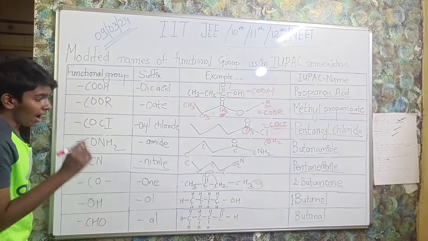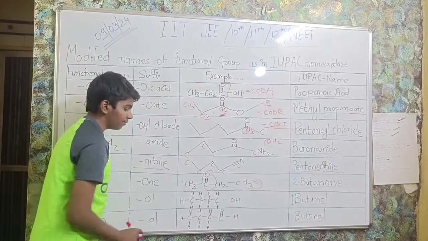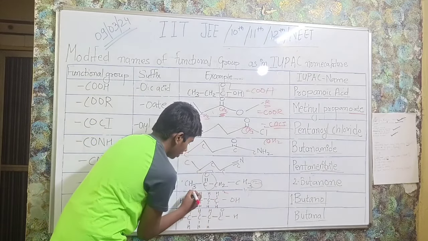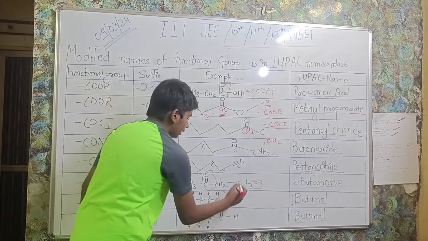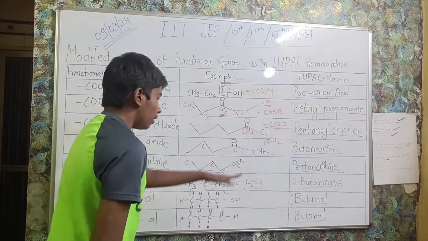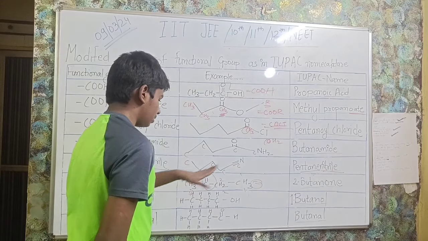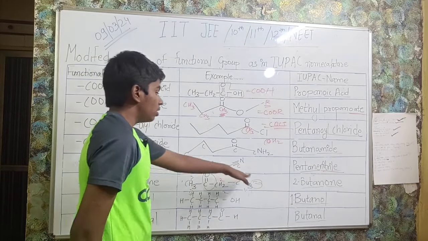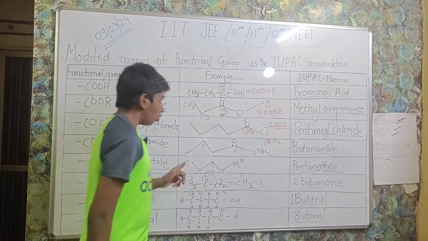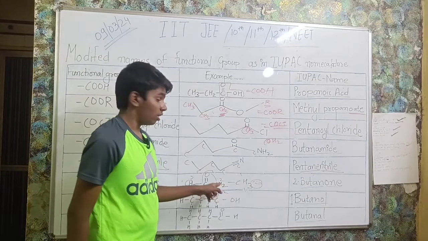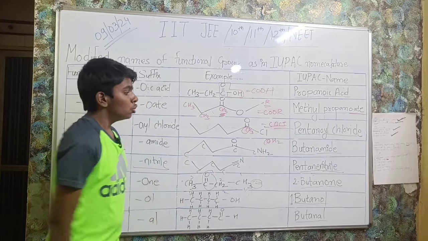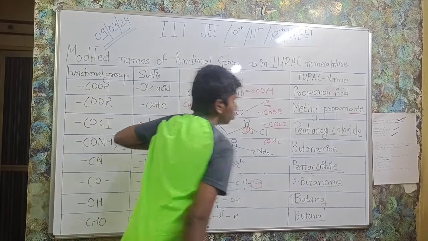One more thing, we have to consider the smaller number. How do we consider the smaller number? If we start from here 1, 2, 3, and if I start from the other side 1, 2, 3, there is nothing smaller; both are equal. If there is a fourth carbon, we always have to calculate from the smaller side. If we count from here it will be 3, and if from here it will be 2. So here it will be 2-butanone.